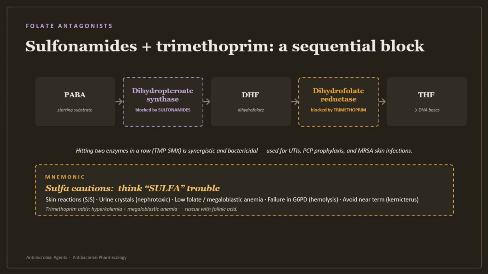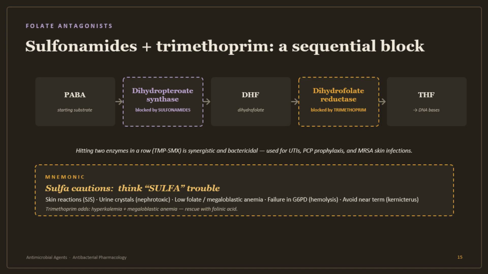Family 4, the folate antagonists, and I love this slide because it's a story about teamwork. Two drugs hitting one pathway in sequence. Bacteria have to build their own folate from scratch, and here's the assembly line. PABA gets converted by dihydropteroate synthase into dihydropteroate, then dihydrofolate reductase turns DHF into THF, which the bacteria need to make DNA bases. Now watch where our drugs strike.